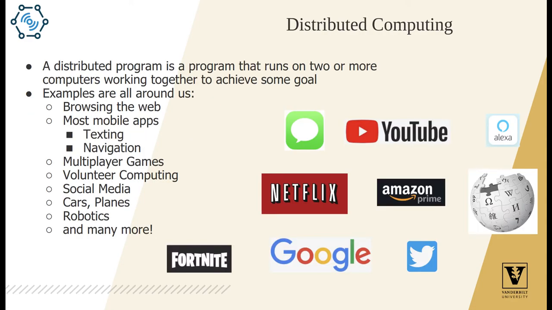So before we get started, one key concept that's going to be coming up multiple times today is this idea of distributed computing. Now, a distributed program or application is a program that runs on two or more computers that are working together to achieve some goal. And there are examples all around us, including a number of the images shown in the lower right here. So, for example, this includes browsing the web, most mobile applications like texting or using navigation, multiplayer games, volunteer computing, as well as things like social media.